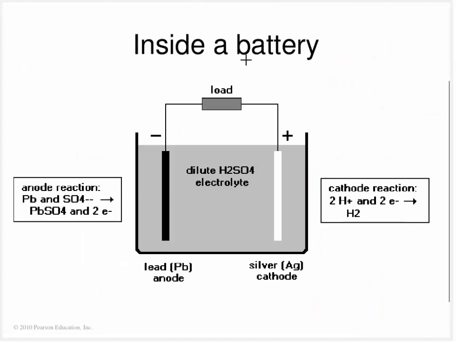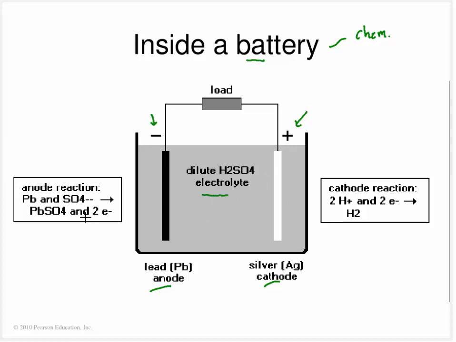Now, what goes on inside of a battery? Again, this is going to be a chemical process, and I'm not really a chemist, so I'm not going to hold you to too much of this, but let's just talk about a lead-acid battery. They're one of the more common ones. A lead-acid battery is going to have a lead anode. Anode is fancy for negative terminal, and it's going to have a silver cathode. Cathode is fancy for positive terminal.